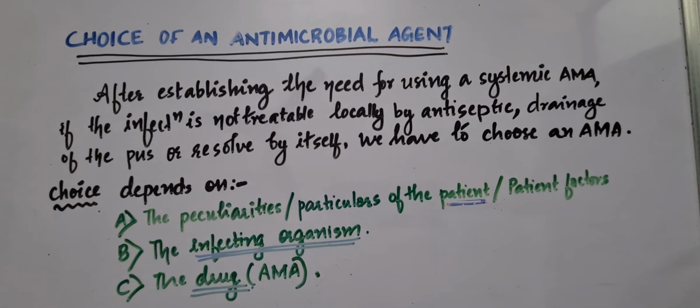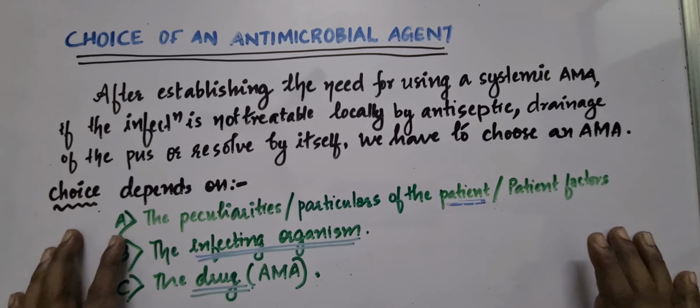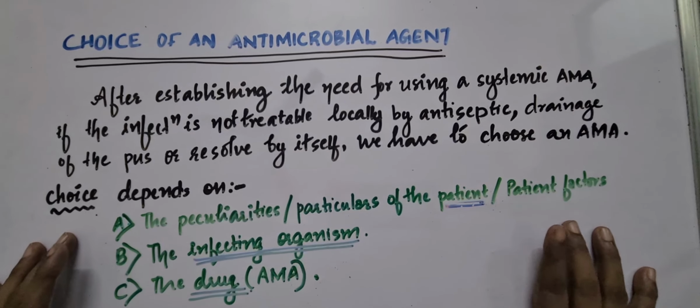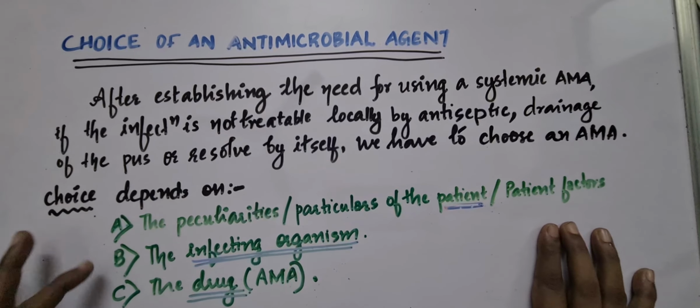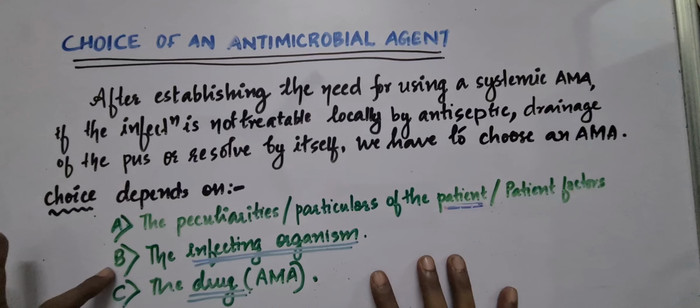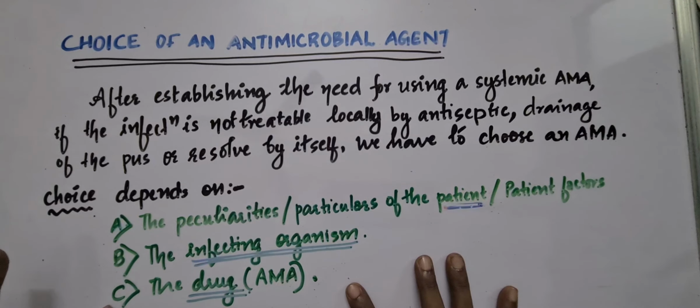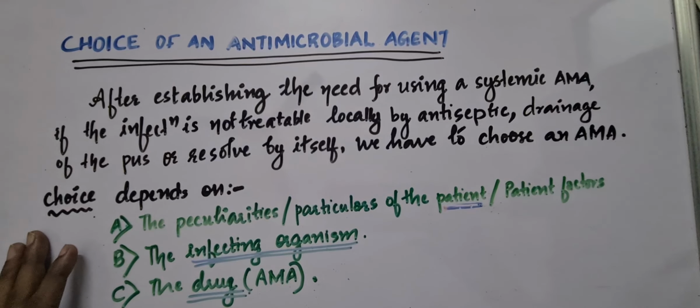So if the infection is not treatable locally by antiseptic agents, drainage of the pus or resection by itself, we have to choose an antimicrobial agent, that is a systemic antimicrobial agent, and the choice of it depends on the peculiarities or particulars of the patient, or in simple sense we can say the patient factors. Second, the infecting organism, and third, the characteristics of the drug, which is the antimicrobial agent.